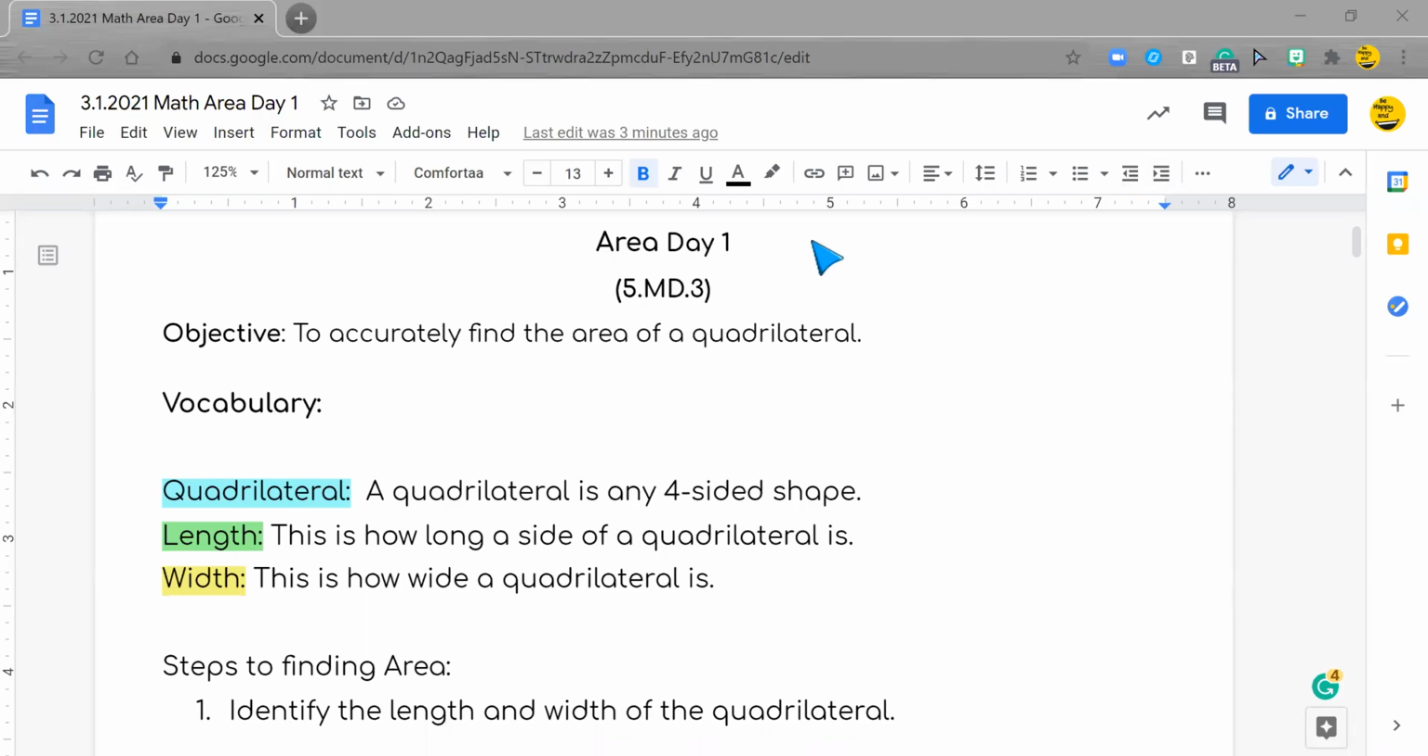Hey guys, it's Miss Alexander, and today we are working with measurement and data standards. And today you're going to actually find the area of a quadrilateral.